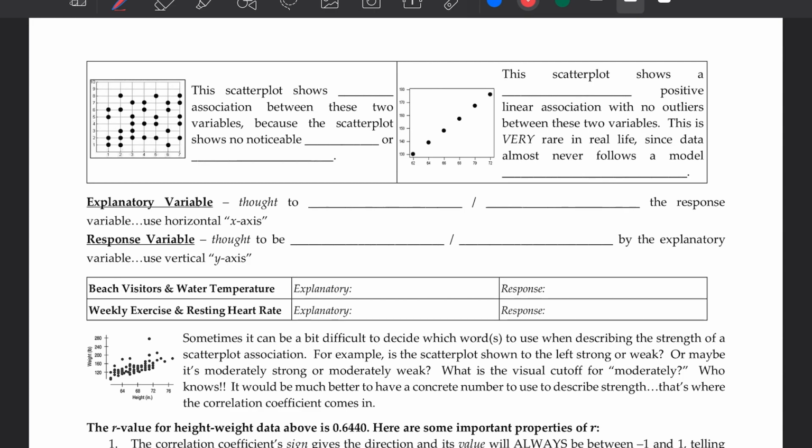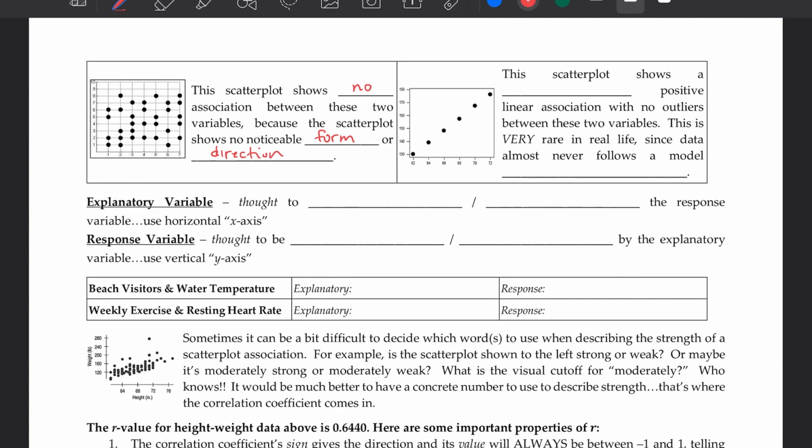So if you ever see a scatter plot like what you see right here on the left, that's a scatter plot that we would say shows absolutely no association between whatever 2 variables these are, okay? Because there's no noticeable form and there's no noticeable direction.